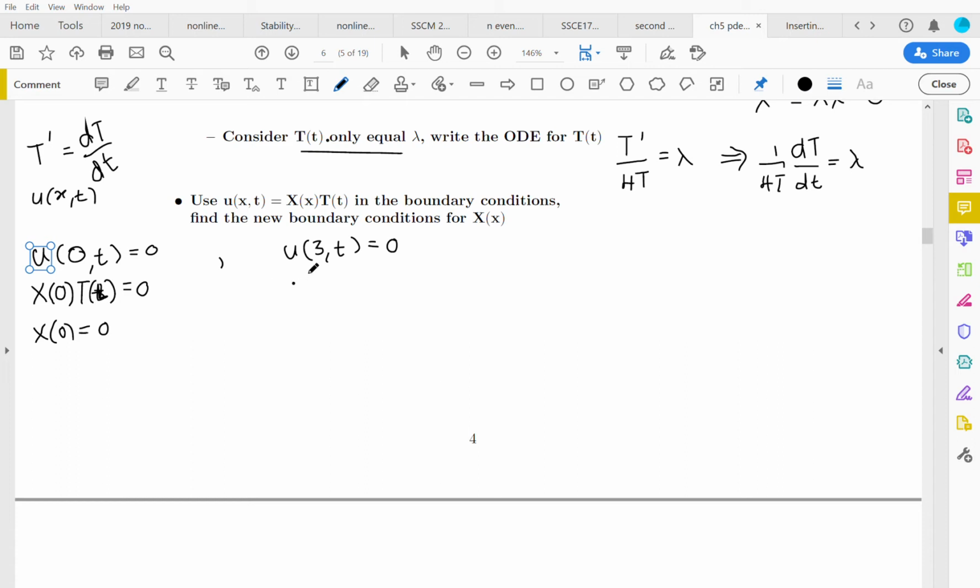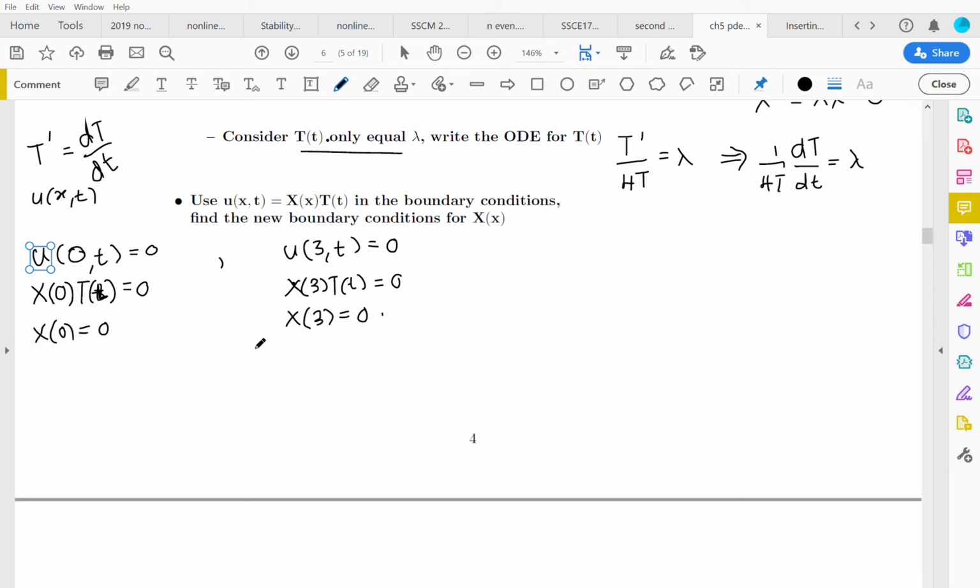And then from the second boundary condition, here the value for small x is equal to 3. So we change this, x in the bracket 3, t equals 0. Again, we take the one that contains its value. So we have x(3) equal to 0. Now this is the new boundary condition. There are two boundary conditions that we have, the new ones in terms of x.